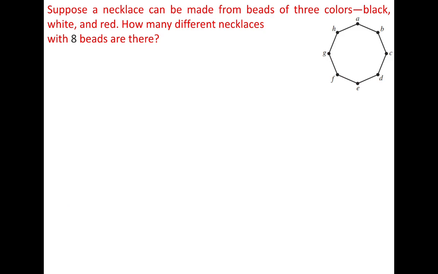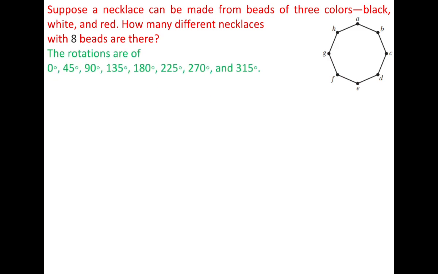Consider the next example. It is made up with 3 colors, with 8 beads. Now in case of the 8 beads, first I need to find the cyclic structure. So there are total 8 rotations. Those rotations are simply 0, 45. So I simply do 360 degree by n, 8 sides are there, so 360 by 8. So 0, 45, 90 and so on.